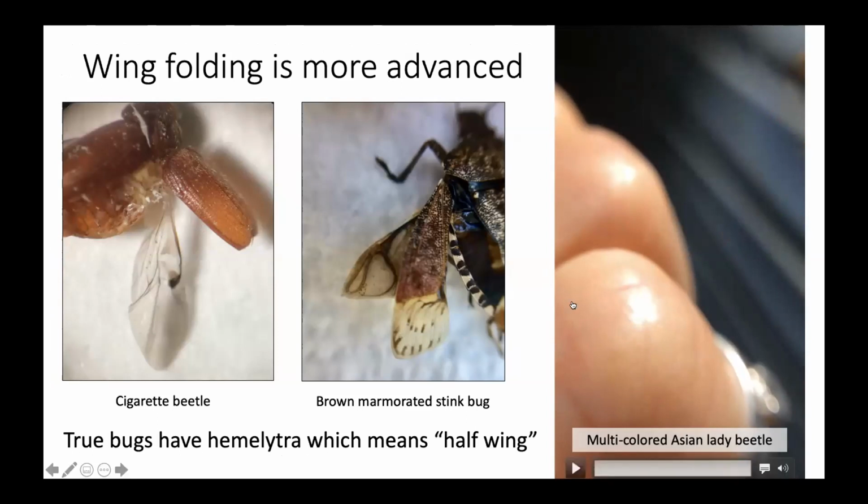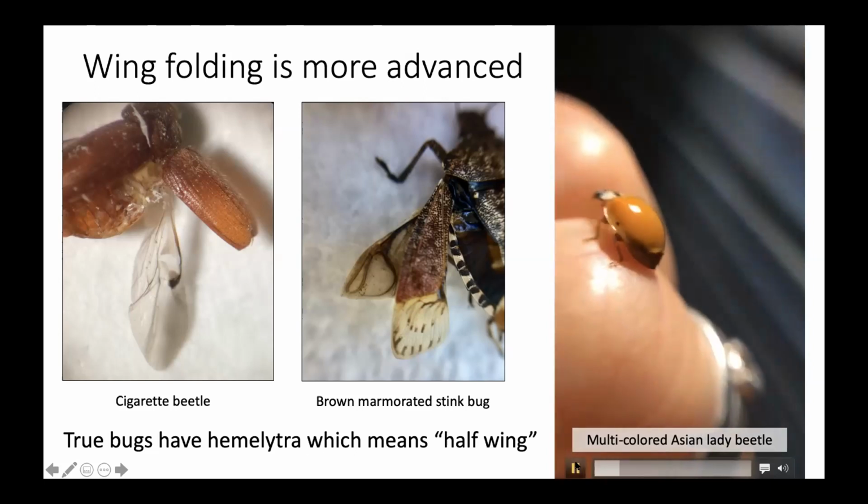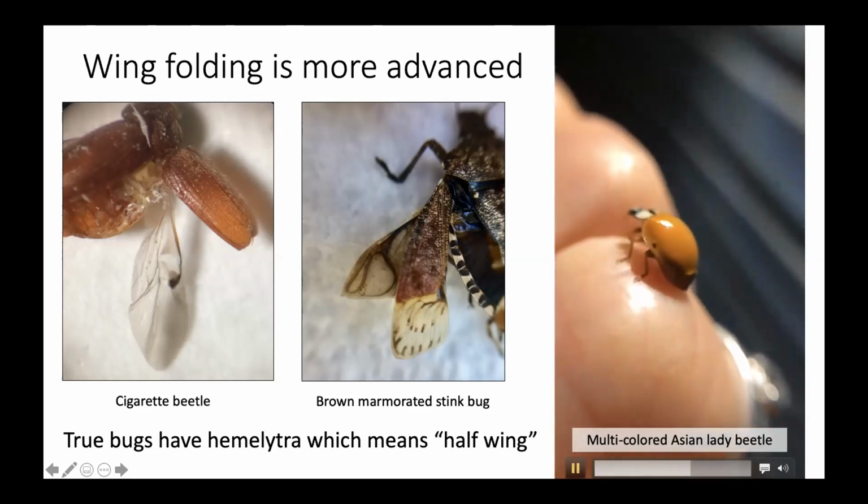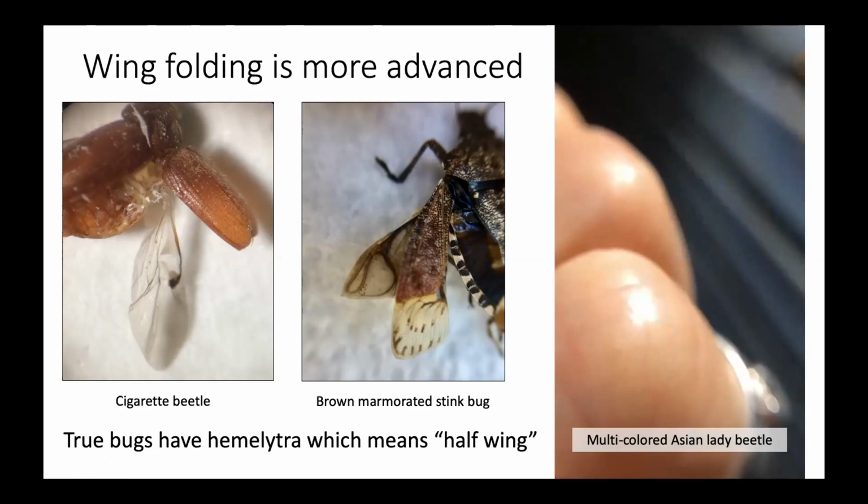That video you saw shows folded wings. This is a lady beetle, and you can see the elytra coming up and the membranous wings coming out, and it just flies away. Some of those true bugs have what they call a half wing, or hemelytra. That front wing is half leathery and half membranous.